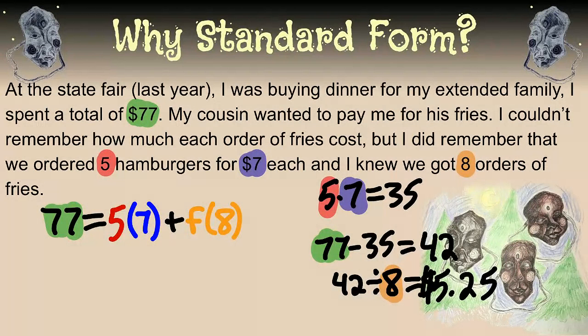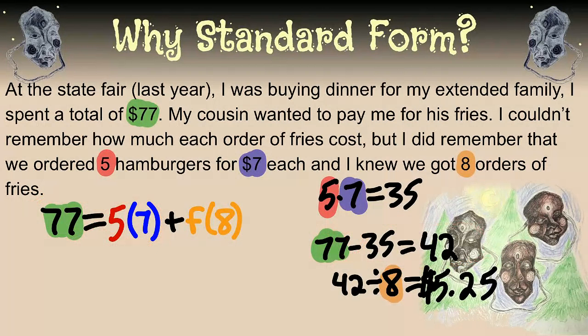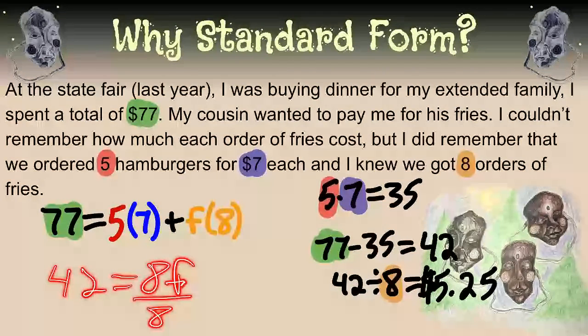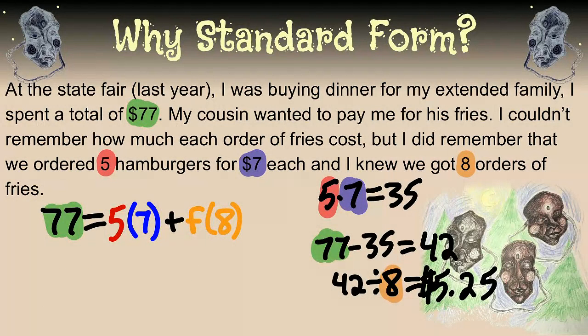So look, we take the 77 and we subtract the 35, which is right here. We subtract the 35. And then we're left with 42 on the left-hand side because 77 minus 35 is 42, equals 8 times the amount for the fries. So we divide by 8, which is right here, $5.25 per fry.